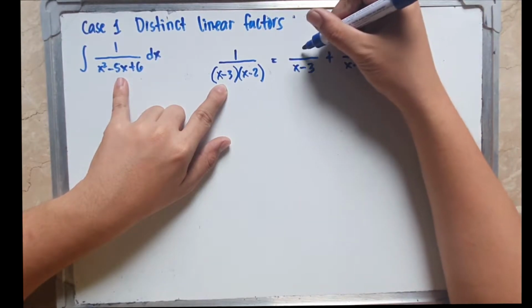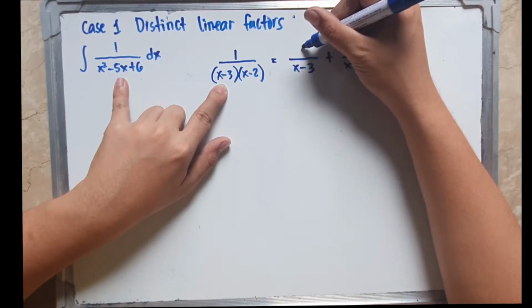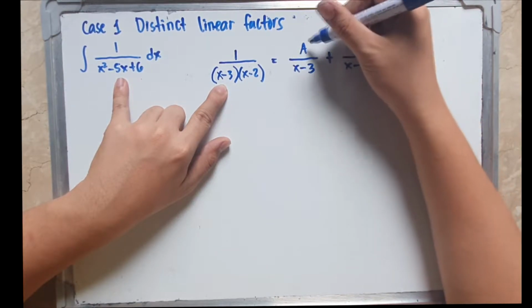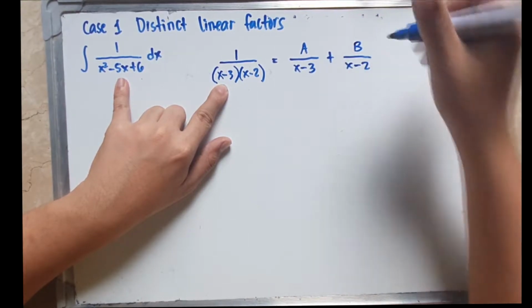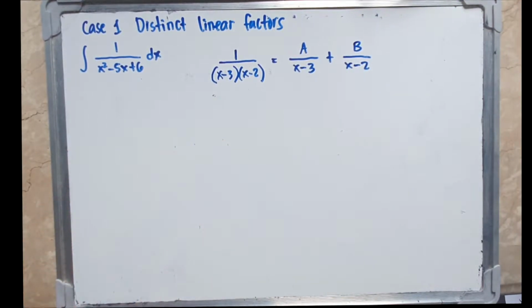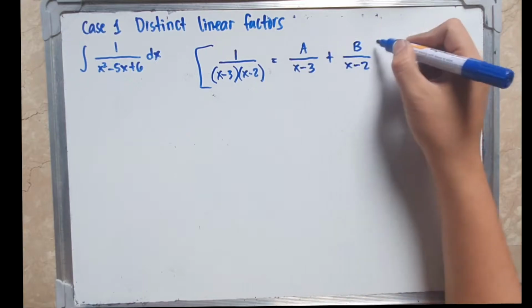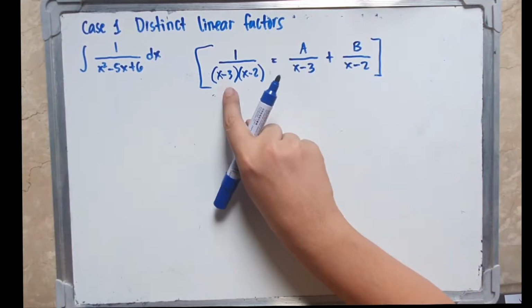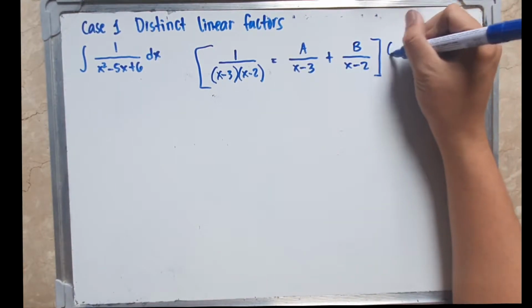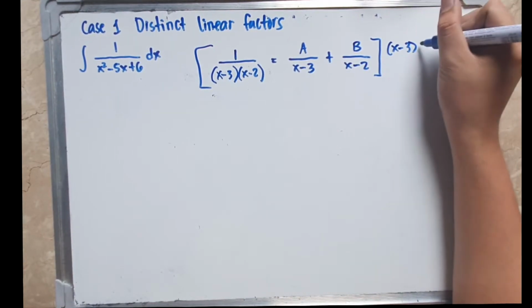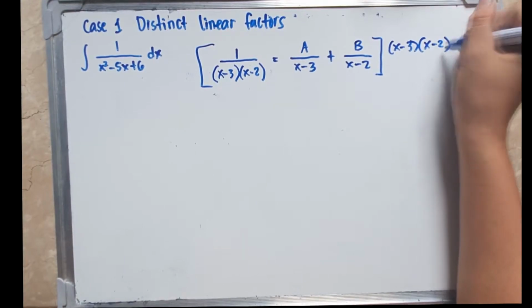Now you don't know the coefficients yet, so we will assign values. Let's have A for the constant of this fraction right here, and we will also use B for this fraction right here. Let's write the basic equation. What is the basic equation? Multiplying everything with the denominator of the original function. What is the denominator? We have x minus 3, x minus 2.